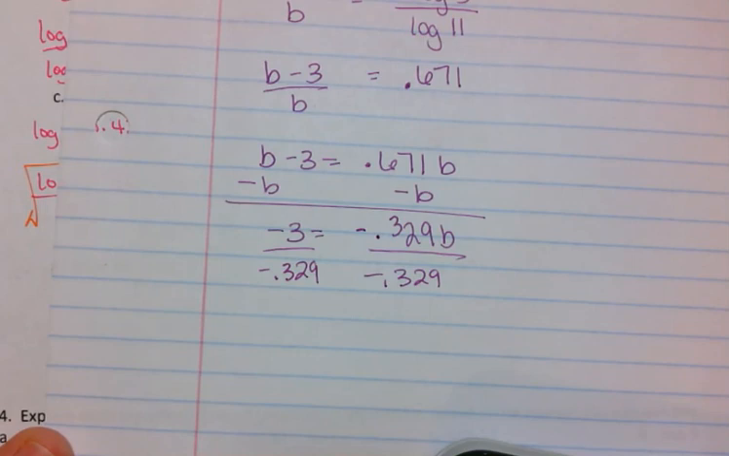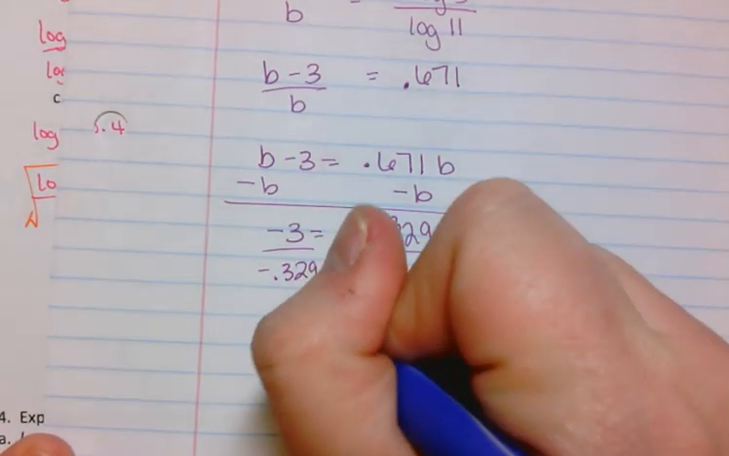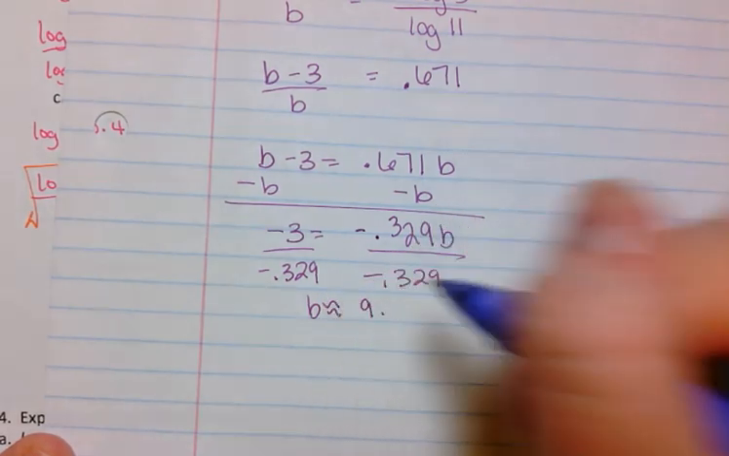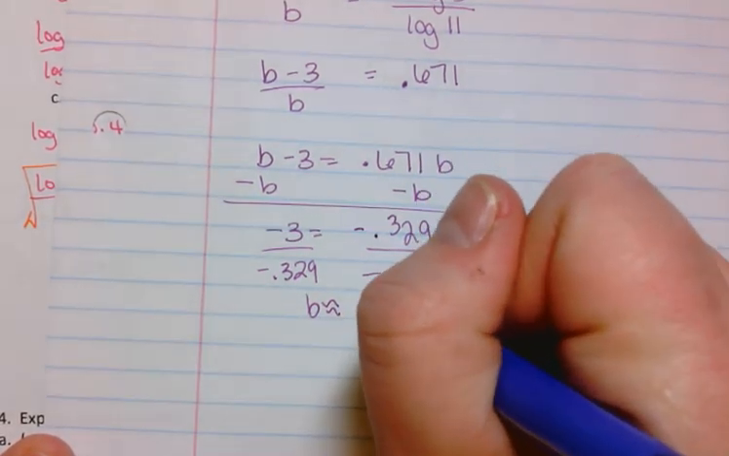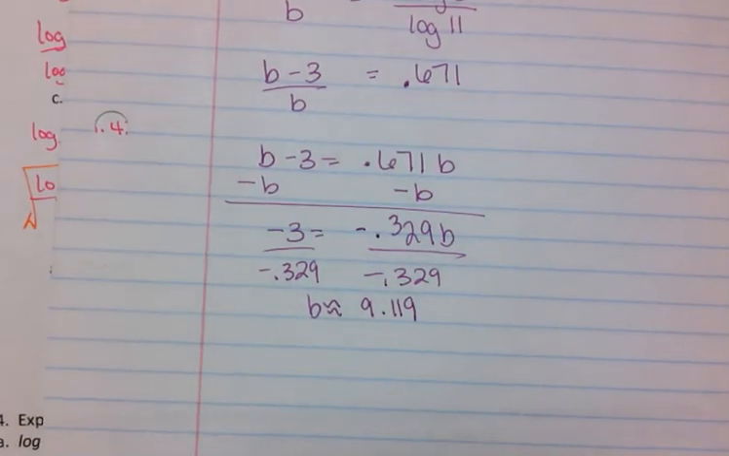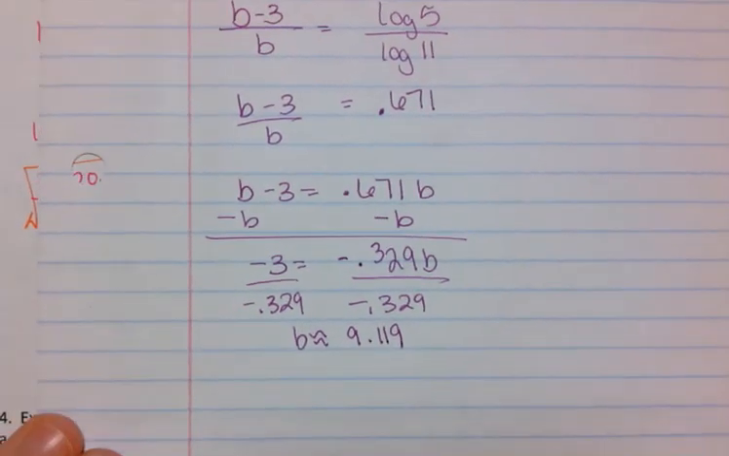So negative 3 divided by the second negative sign, b is approximately 9.119. Okay, that's doing it the long way.